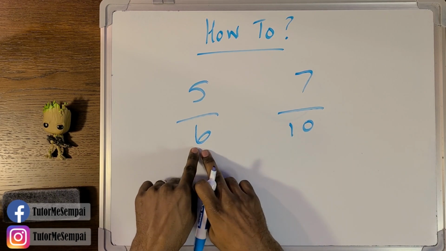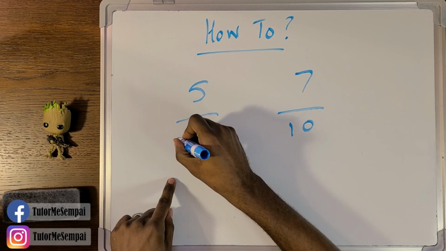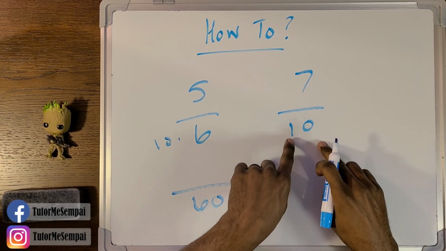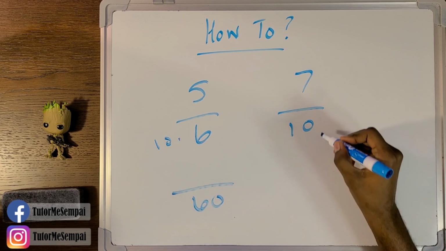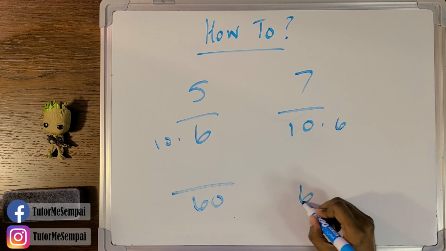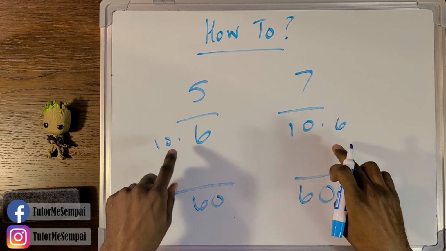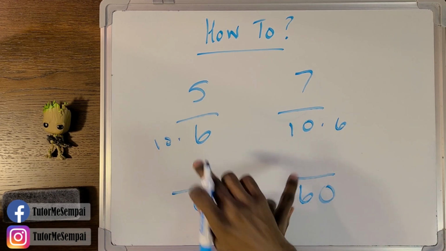So in this case, we're multiplying this 6 by the 10, right? And that's going to give us something like a 60. In this case, we're multiplying the 10 by the 6, and that's going to give us something like 60. So you see, we have the same exact denominator by multiplying the denominator by the other denominator.